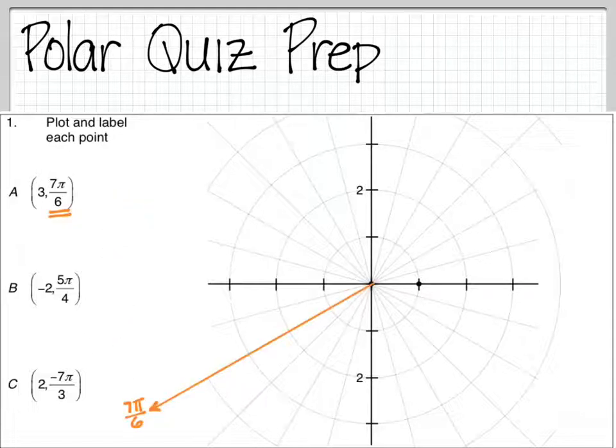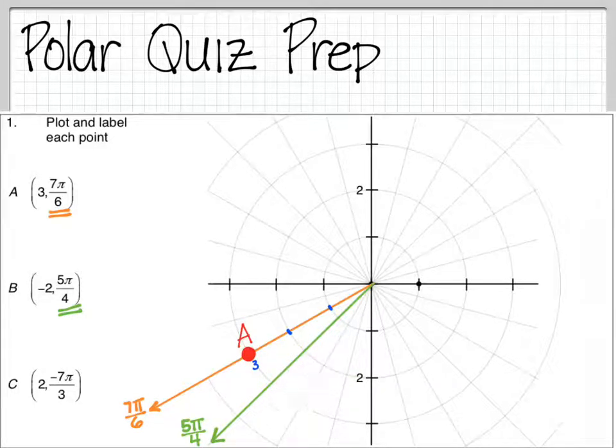And the first idea is to find out the spoke. So in problem A, it's the spoke that's 7π/6, which I highlighted there. And then you're going to count out 3 radius. And we count out to 3, which is right here, and we put a dot, and we label it as point A.